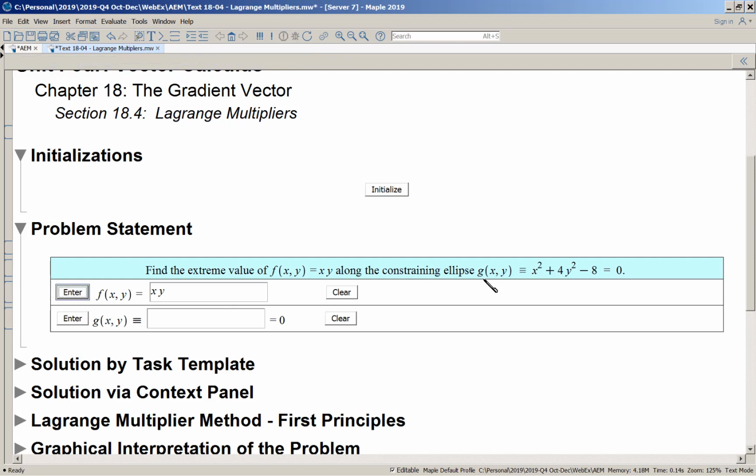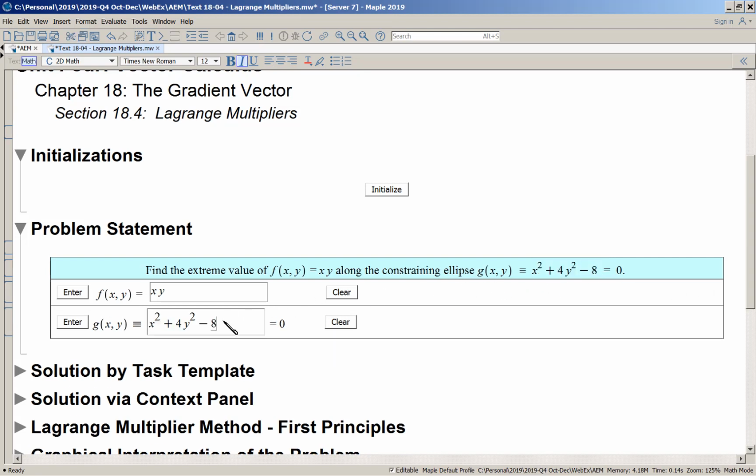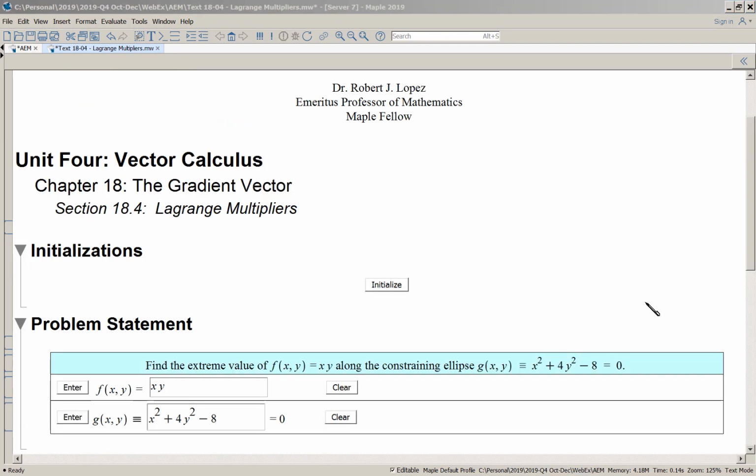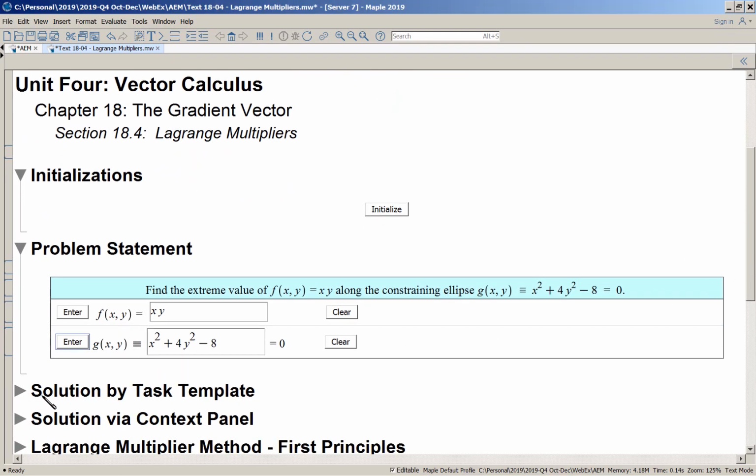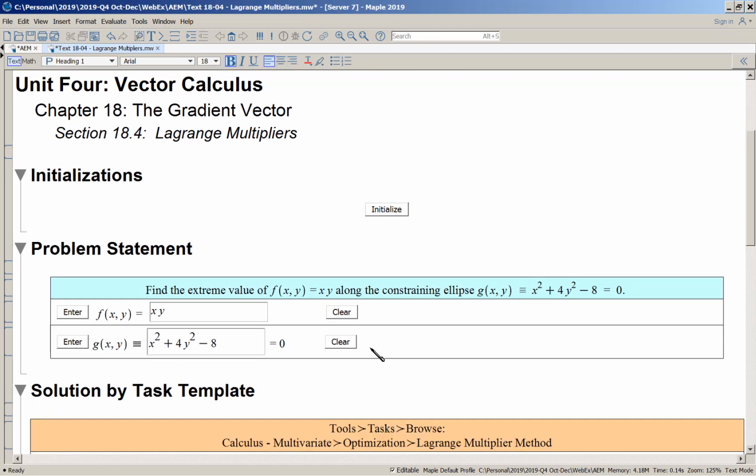So enter the function f, and then we'll enter the function g. You bring everything over to the left. Use g as the stuff that's left equal to 0. And this tells Maple the definition of g. Well, this is a Lagrange multiplier problem, so let's see how we can access the solution by Lagrange multipliers.